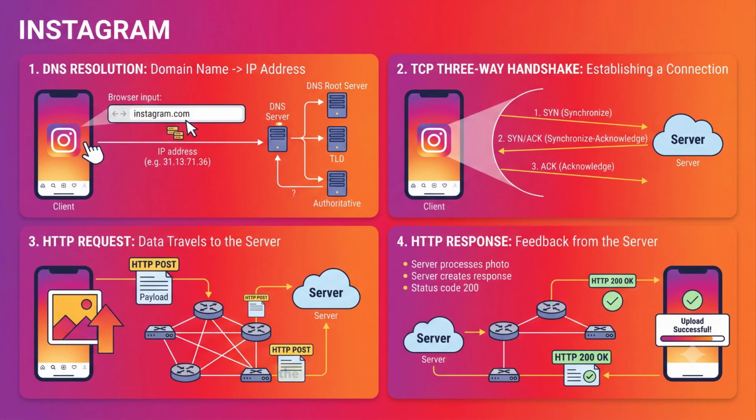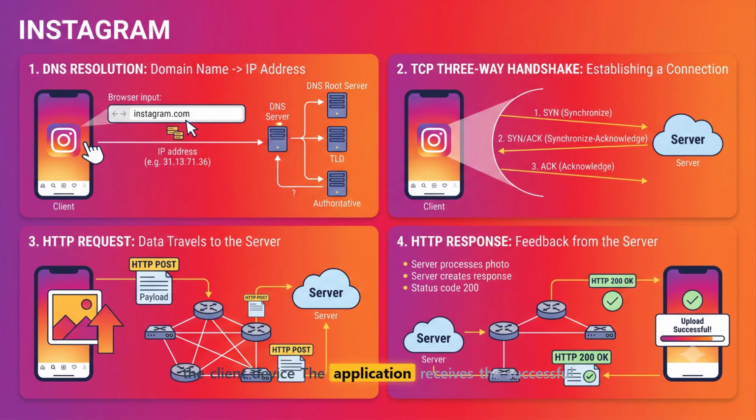The client packages the photo data into an HTTP post payload, which travels across a complex web of routers and network switches until it arrives safely at the destination server. The server processes the photo, saves it, and generates a successful status code 200 response. Finally, this HTTP response travels all the way back through the network to the client device.